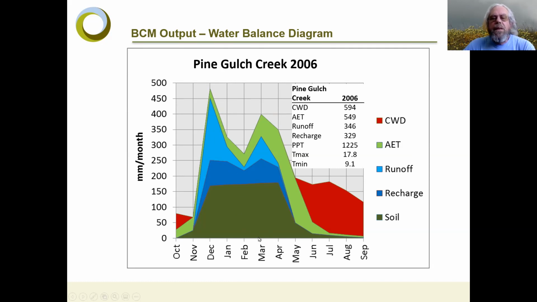We had another big month in March and April, and we can see that this actual evapotranspiration is increasing through time as it gets warmer. But then we start depleting our soil moisture, and we start developing this red zone here, which is the climatic water deficit. So a way to think of climatic water deficit is how much more water could you have evaporated if it had been available.